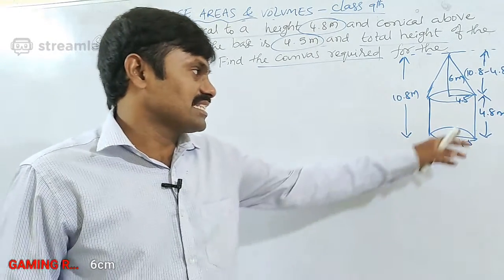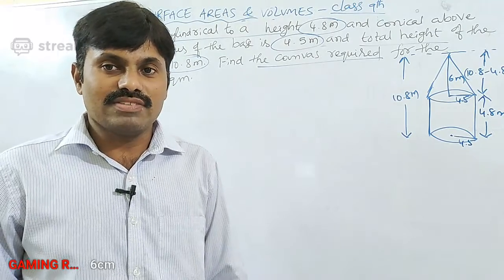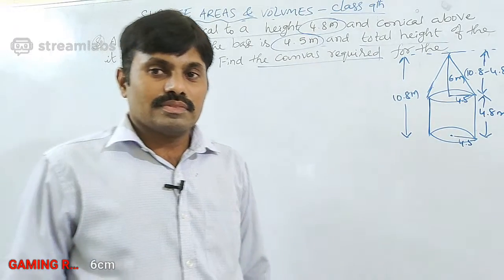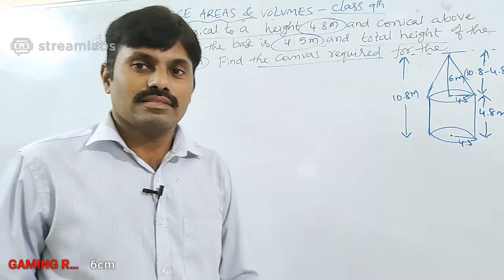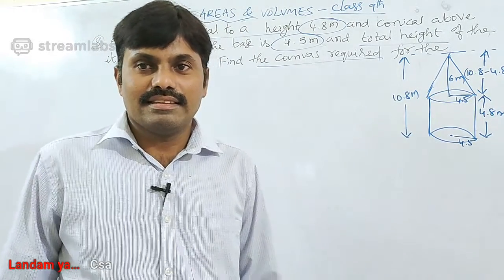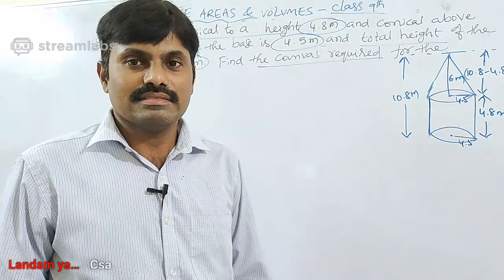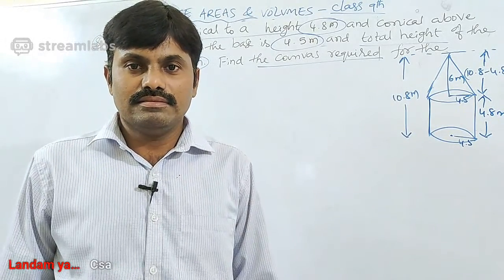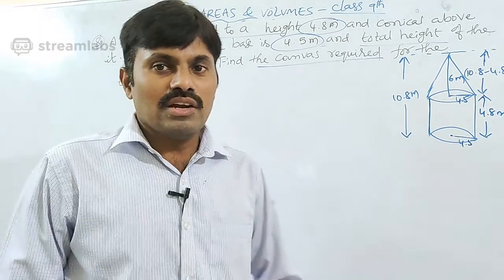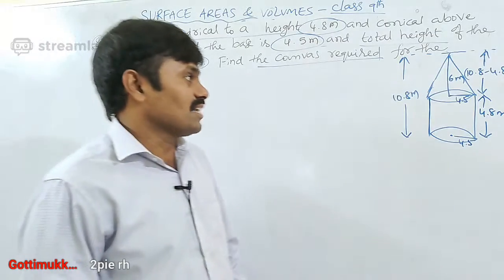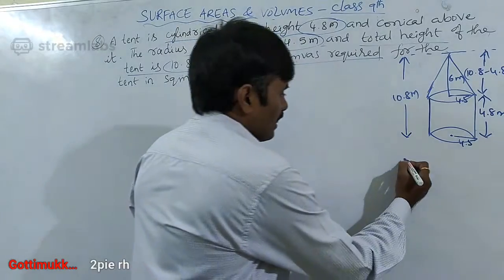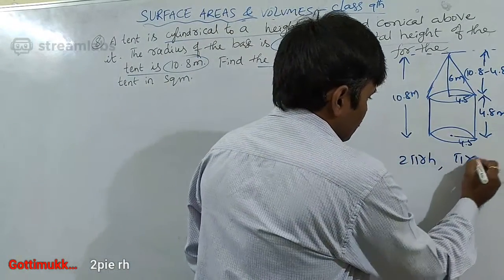What is the formula for the CSA, the curved surface area, of a cylinder, and the CSA of a cone? The curved surface area of a cylinder is 2 pi r h, and the curved surface area of a cone is pi r l.